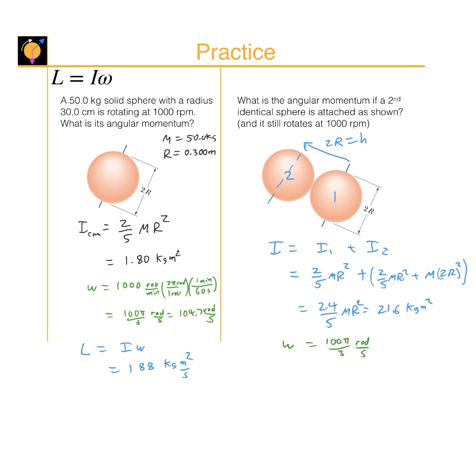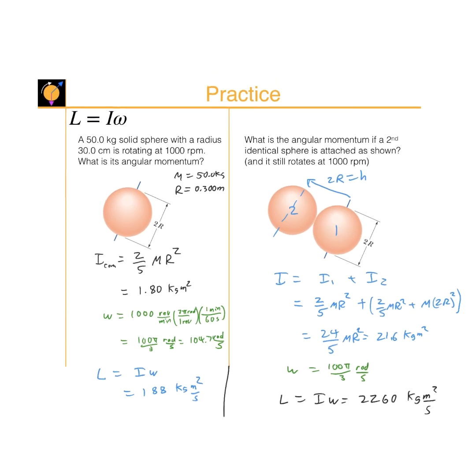And then we can use that to calculate the angular momentum for this new situation. And so it's I times omega, and it's going to be a much larger angular momentum, right? It's rotating at the same speed, but there's a lot more mass, and the angular momentum is much higher. So that's just calculating angular momentum for two situations.